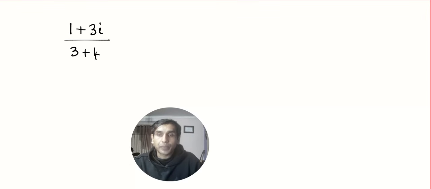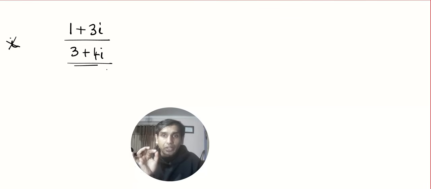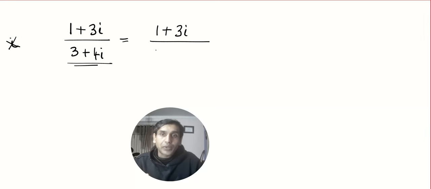plus 4i. Always remember your job is to remove i from the denominator. Remove i from the denominator and put it in the form x plus iy. And the method is very easy. All you have to do is multiply the numerator and denominator by the complex conjugate of the denominator.